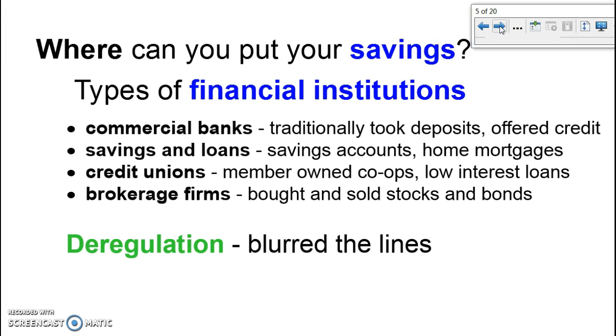So the explanation of the different types, the siloed sort of financial institutions, isn't necessarily completely true today, but I think for the purpose of the competition, it is probably still important to know the distinctions.